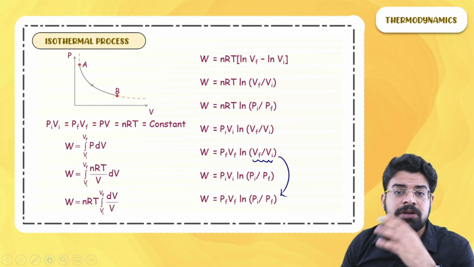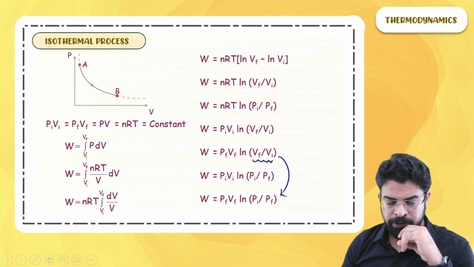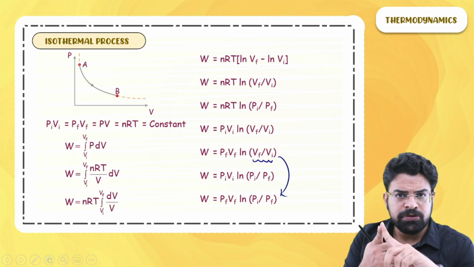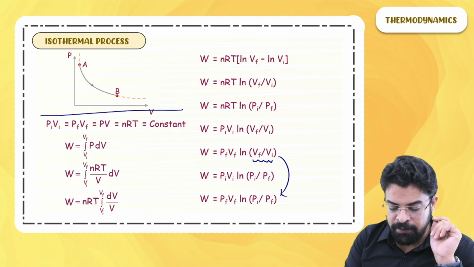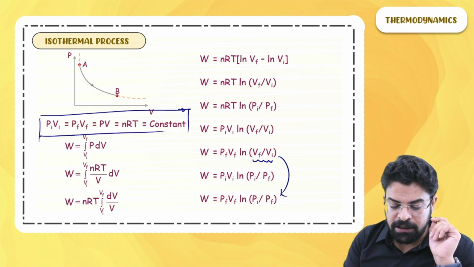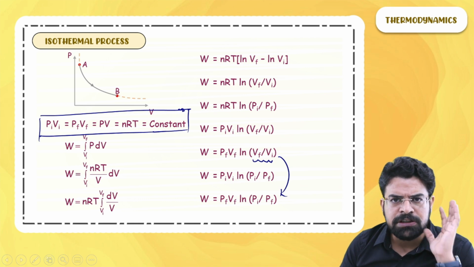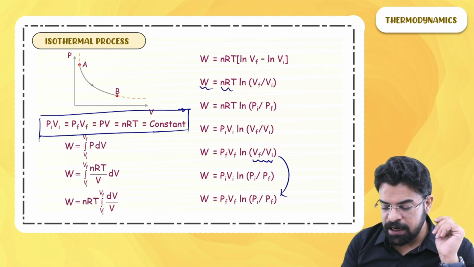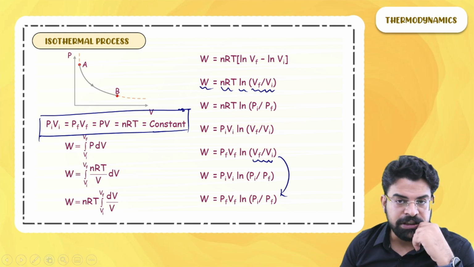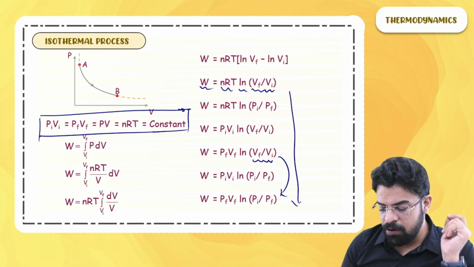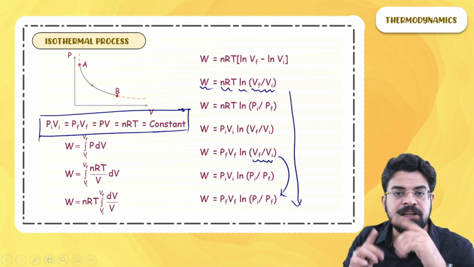So sir, what should I remember? First, for an isothermal process, temperature is constant. Then you have to remember this thing: P initial V initial equals P final V final equals PV equals nRT, and all of this is constant. And the work done equals nRT ln V final by V initial. And then you can write all these other ways of writing the same work.